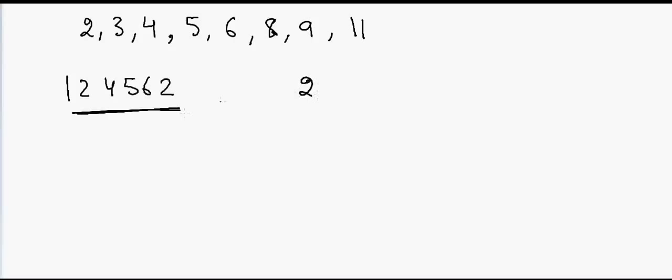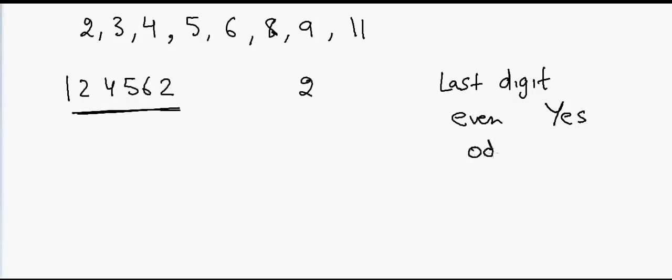For this test it is very easy. We have to look at the last digit, and if it's even, then yes, and if it's odd, then we'll say no. Here we can see that the last digit is 2, so it is divisible by 2 because it's an even number at the end.